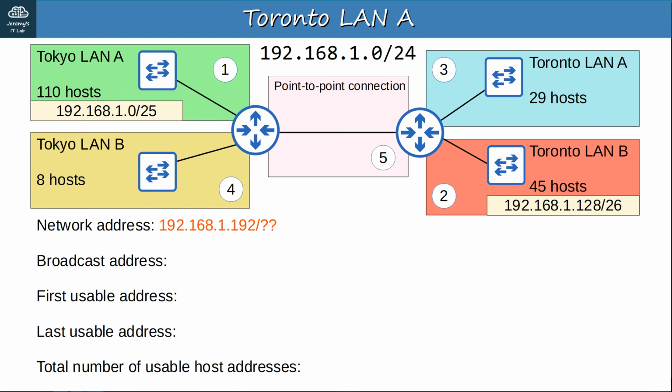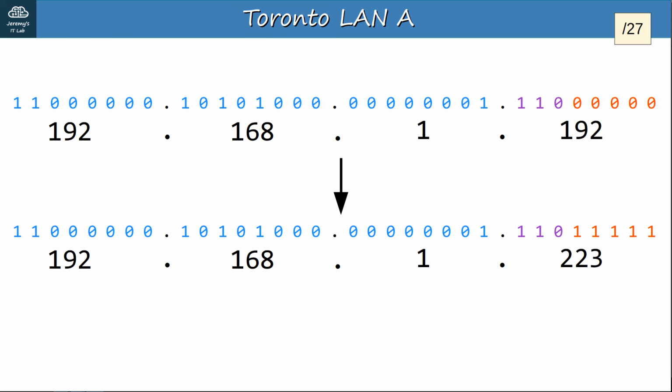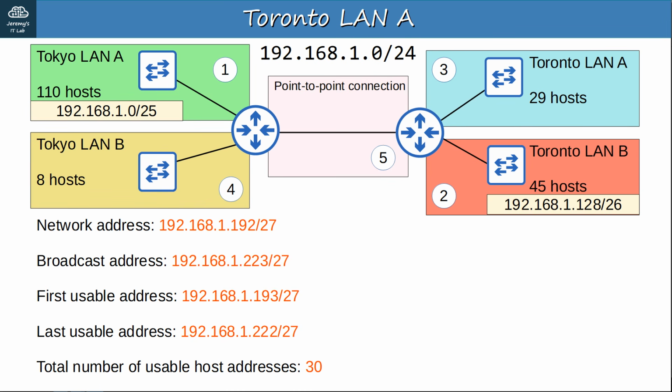Okay, hopefully you found the answers. Let's check. Toronto LAN A requires 29 hosts, so we should use a /27 prefix length, which leaves 5 host bits, and therefore 30 host addresses. So 192.168.1.192/27 is the network address, and 192.168.1.223 is the broadcast address. With this information, we can determine the first and last usable addresses. So, here are the answers for Toronto LAN A. Let's check out Tokyo LAN B next.